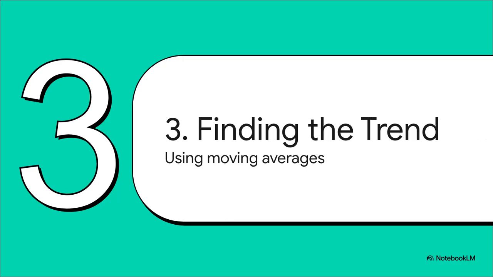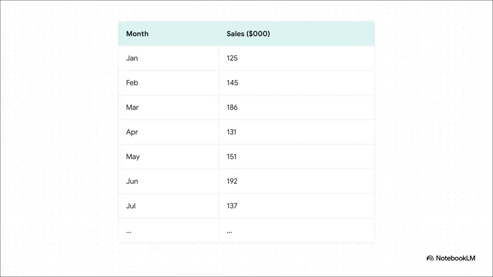Theory is great, but let's make this real. We're going to roll up our sleeves and play the role of the analyst here. Let's dig into some sales data and actually find the trend to see how this all works in the real world. Okay, so here's our raw data. A full year of sales numbers, and just look at it. The numbers are bouncing all over the place from one month to the next. Just glancing at this, it's pretty much impossible to tell what the real story is, right?